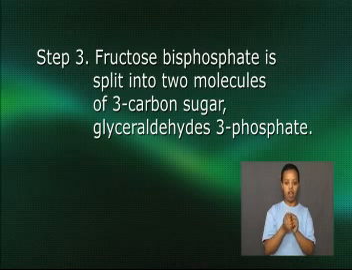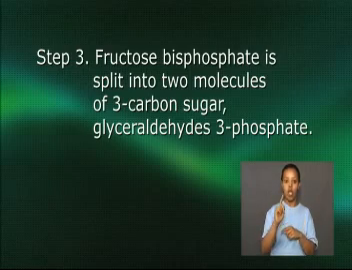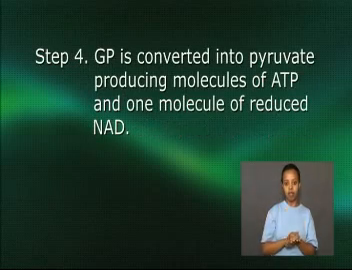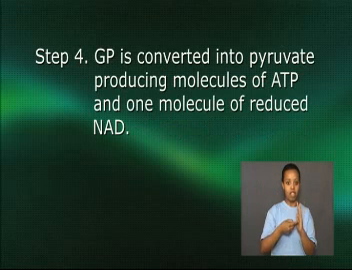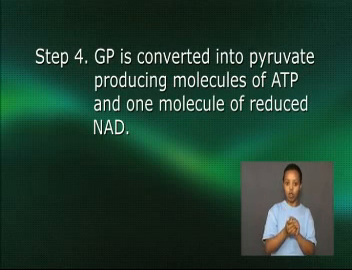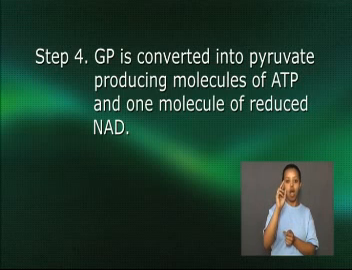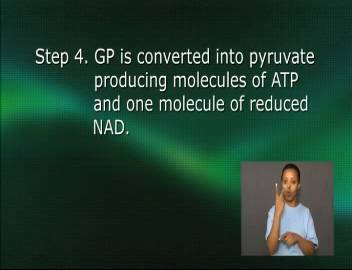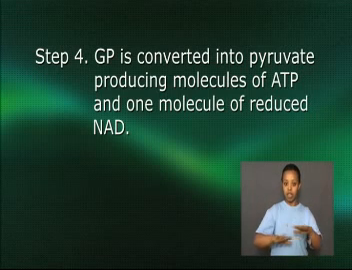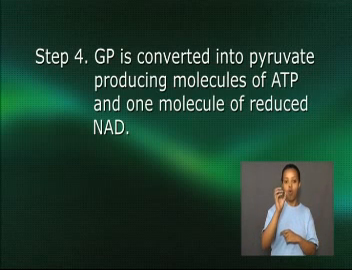glyceraldehyde 3-phosphate, called GP. Next, each molecule of GP is converted into pyruvate with the production of 2 molecules of ATP by substrate-level phosphorylation and 1 molecule of reduced NAD.